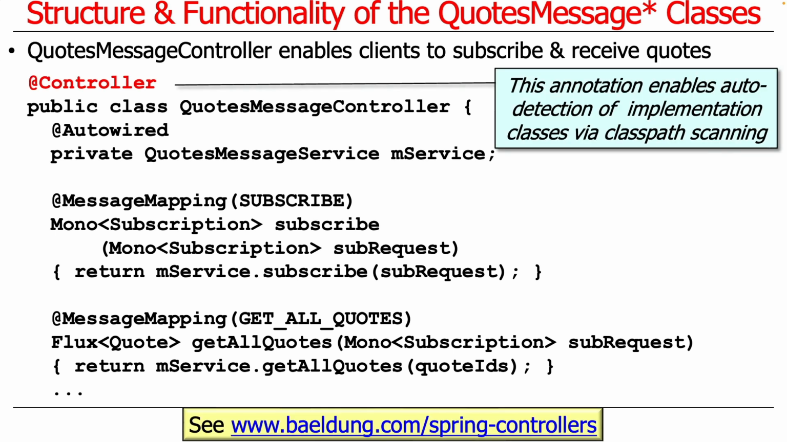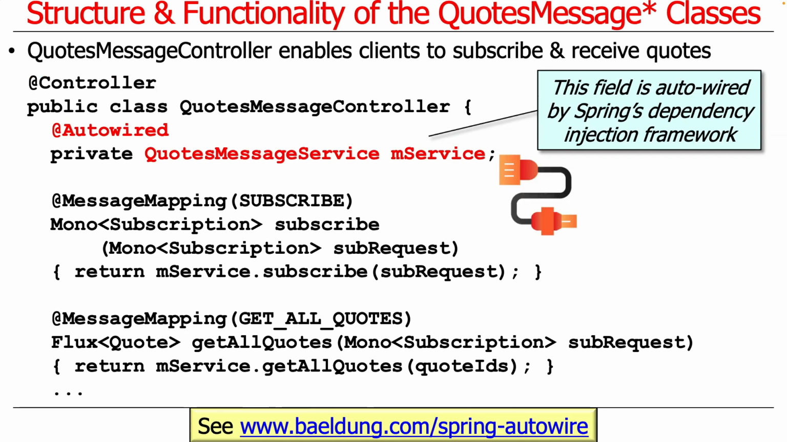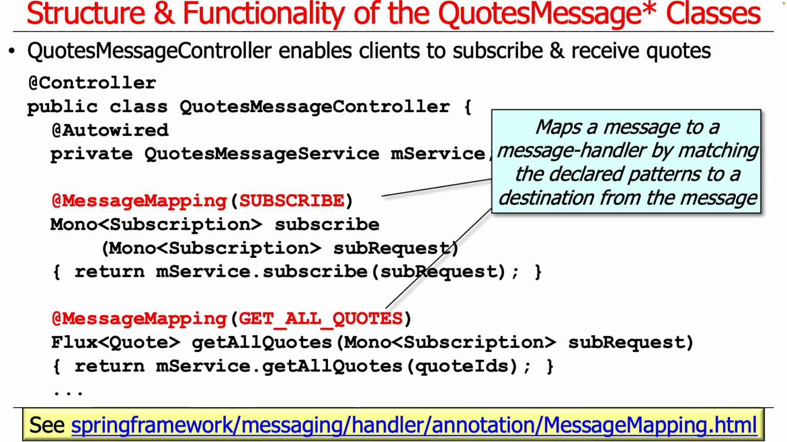So what we have here is a controller. And that means that this is a controller, just like we did for the quotes connect controller. We auto-wire a quotes message service. And then we've got a couple of message mappings. Message mappings are the annotations that are used in Spring RSocket to indicate route messages to me, please.